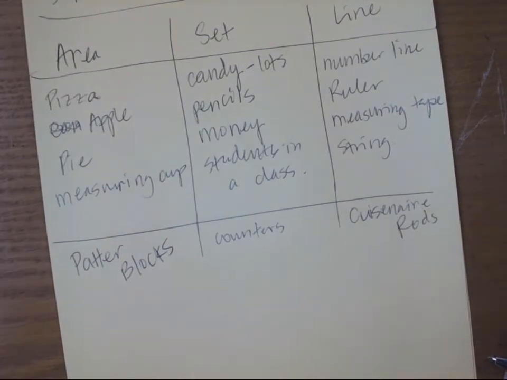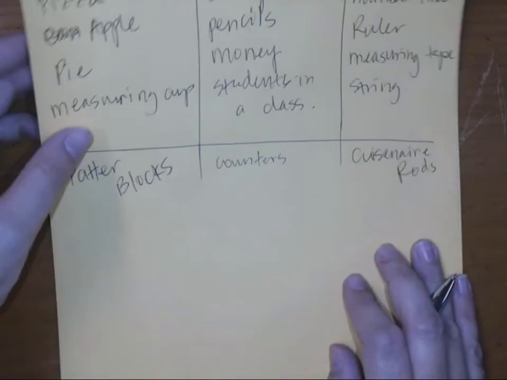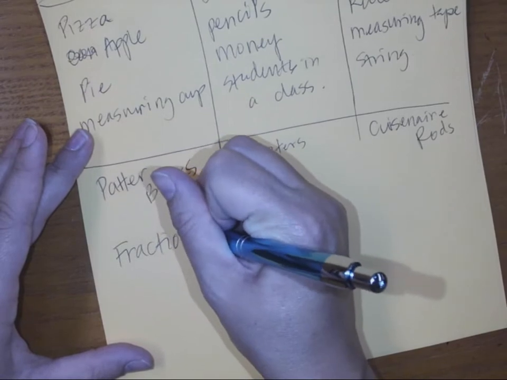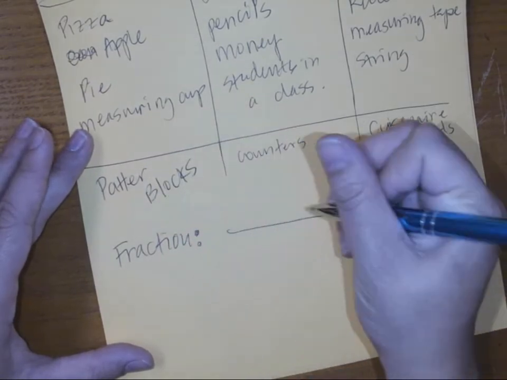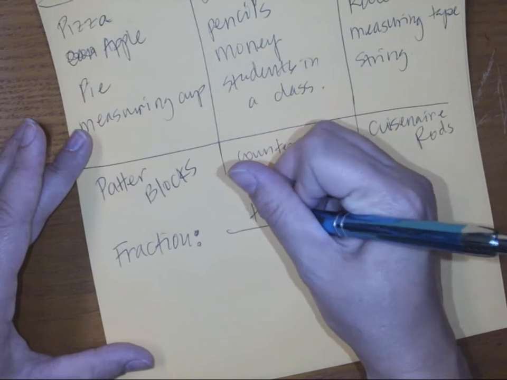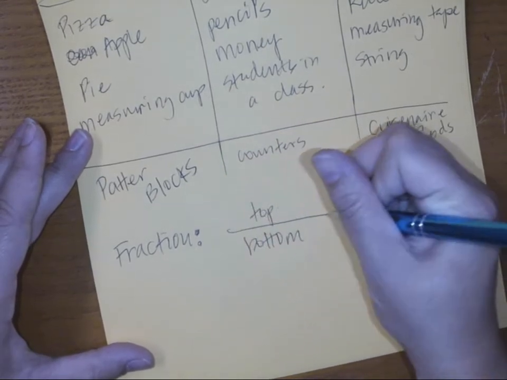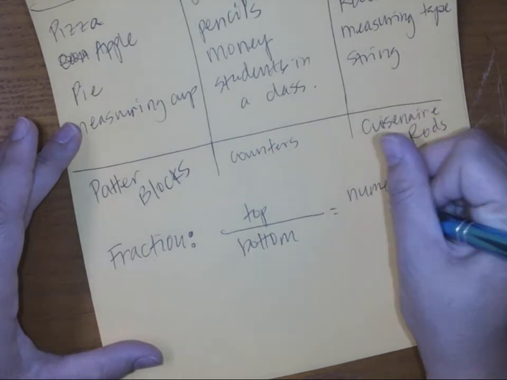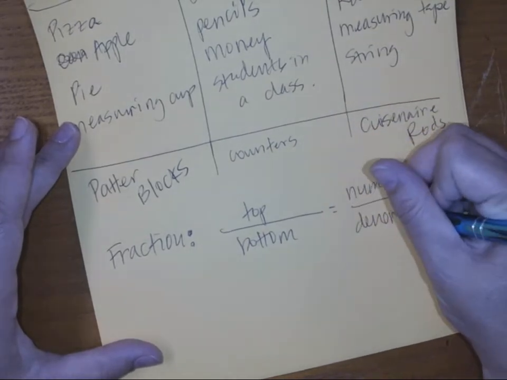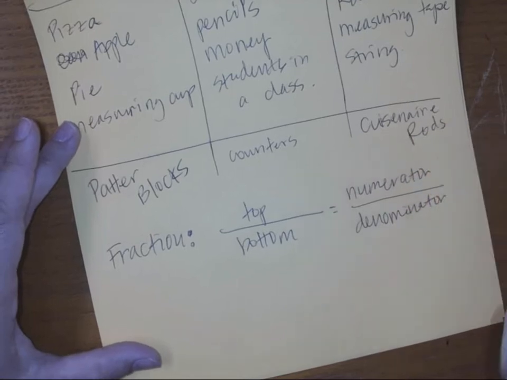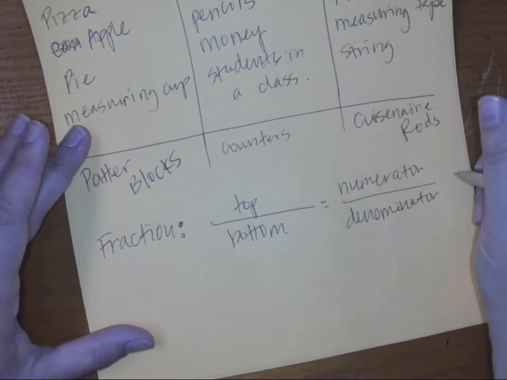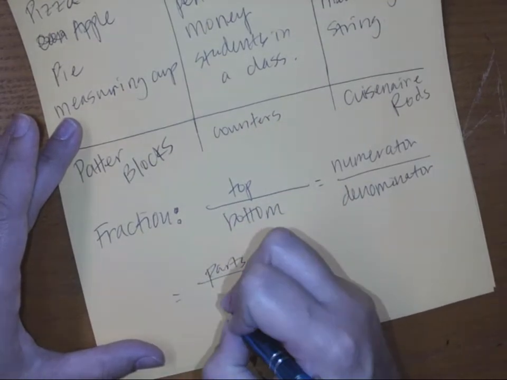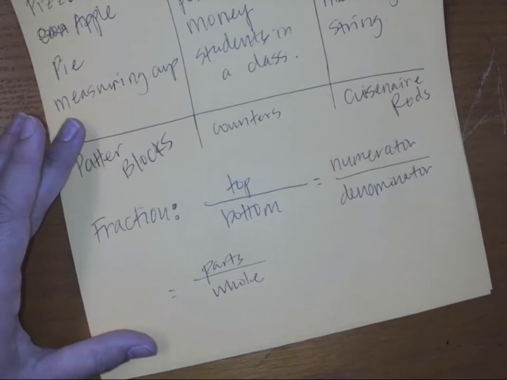Okay, so the last thing I want to go over is ways to represent a fraction, or ways to think about fractions. So a fraction has a top and a bottom, the number on top and the number on bottom. The number on top is called the numerator. The number on bottom is called the denominator. You could also think about this as the number on top represents the number of parts you have. The number on bottom is the whole.